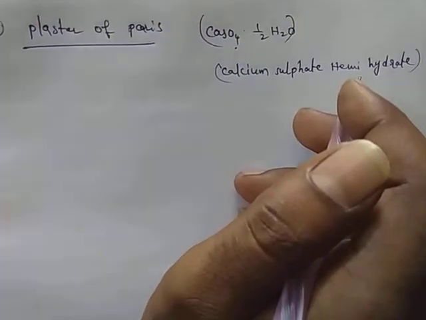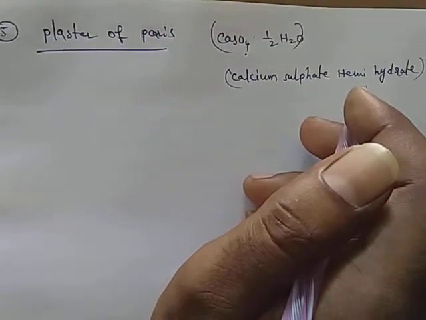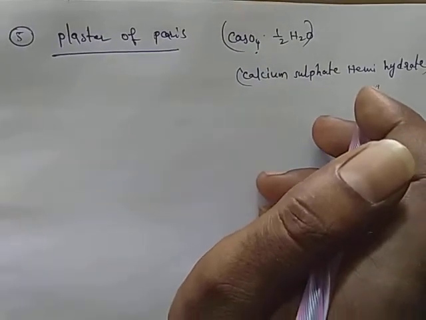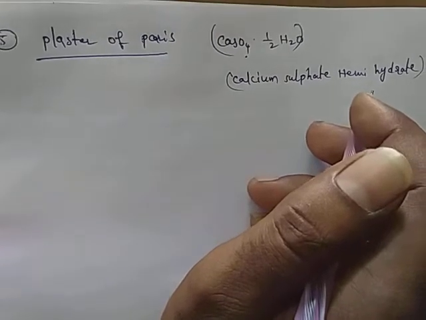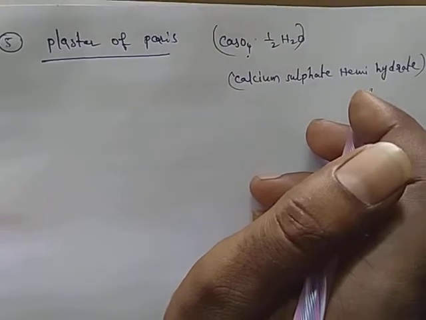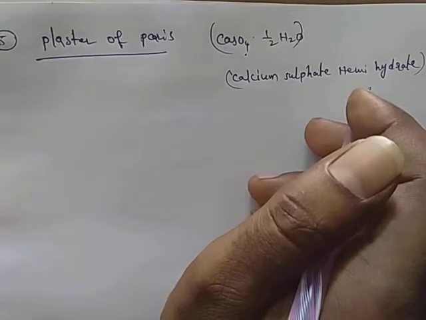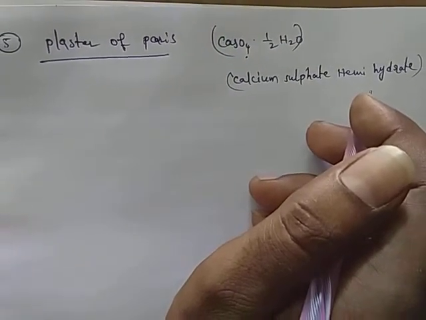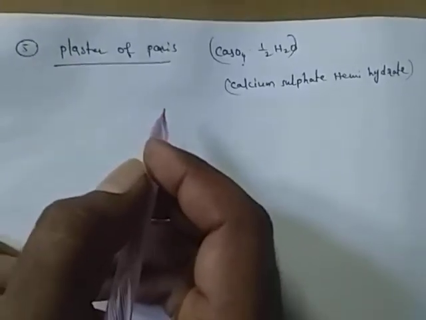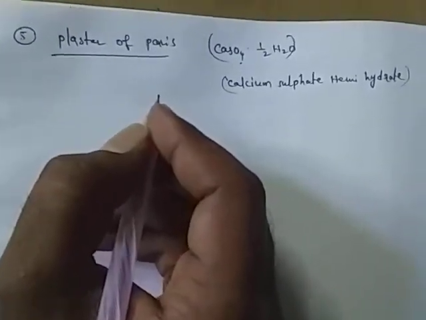When we are heating the gypsum at 100 degrees Celsius, which is equal to 373 Kelvin, it loses water molecules and becomes plaster of Paris. So how can we prepare the plaster of Paris? When we are heating the gypsum, it loses the water molecule and becomes POP. POP means plaster of Paris, calcium sulfate hemihydrate. This is the chemical name of plaster of Paris.